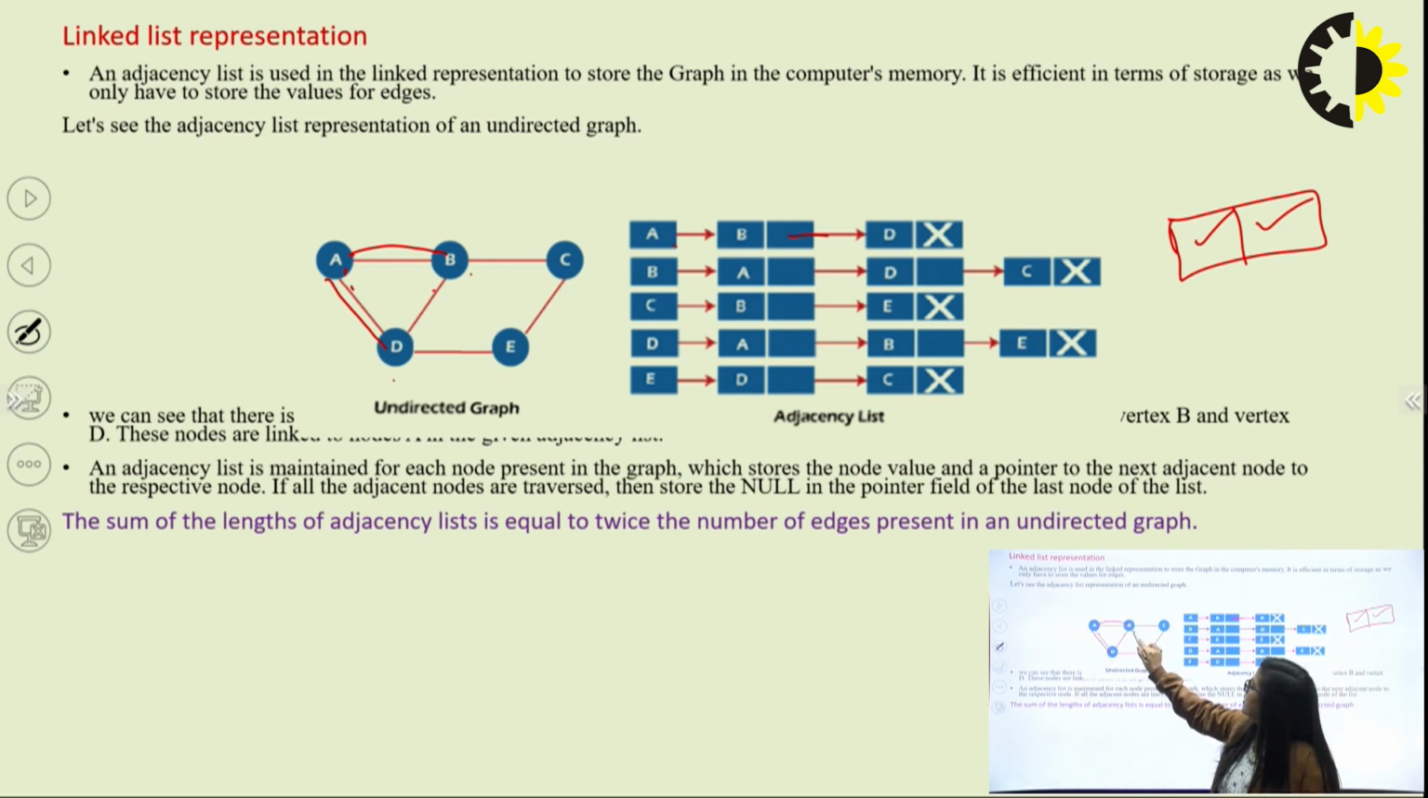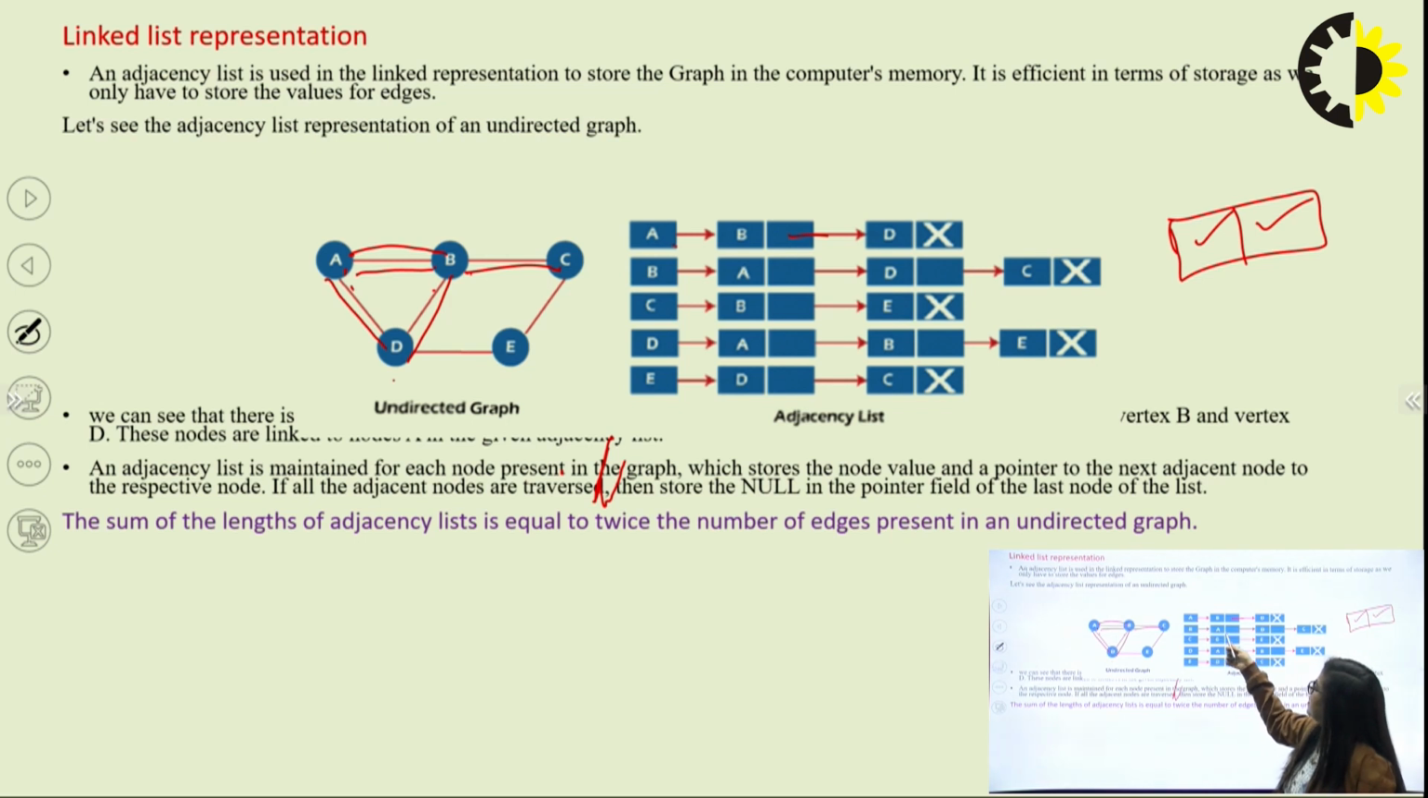So check B. How many nodes can B directly move to? The first one is A, C and D. So B can easily move to A first, then D, which is the address of the next node, and then C, and the last is null. In this way we check all the vertices of the given graph in the linked list representation.